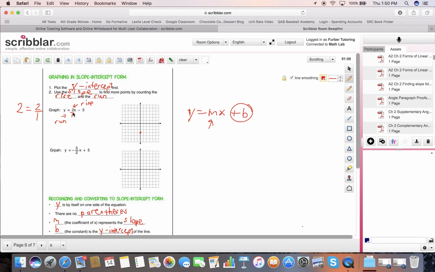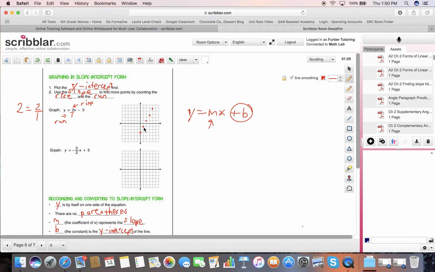Now, if you look at the 2, it is not a -2. So the slope is a positive slope, which means that when I'm done, the line's going to rise up in some way. So in order to make it rise up, I'm going to have to go up 2 and to the right 1. And then I'm going to keep doing that. Oh, that was a bad point. Hang on. Up 2 and to the right 1. Up 2 to the right 1. Up 2 to the right 1.